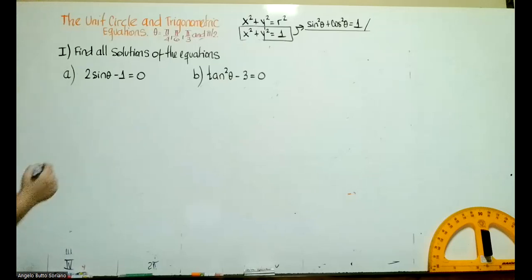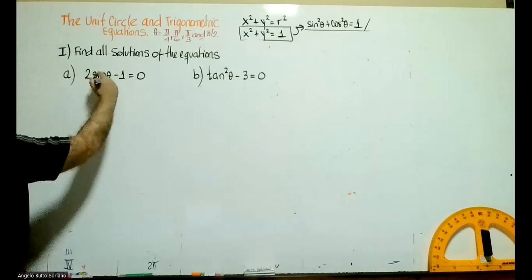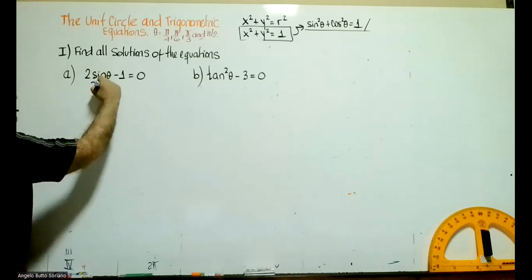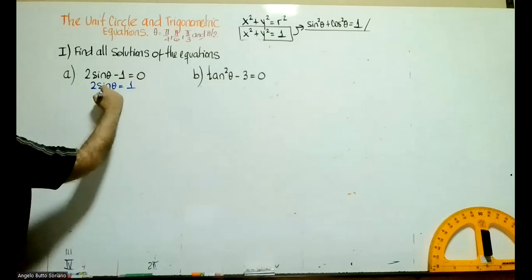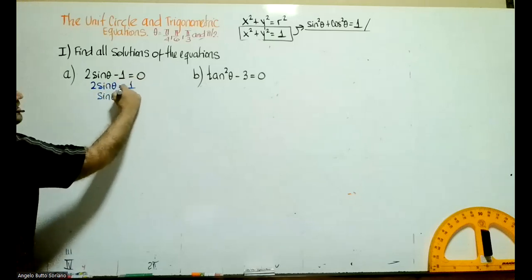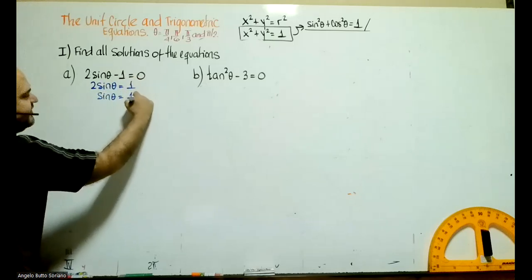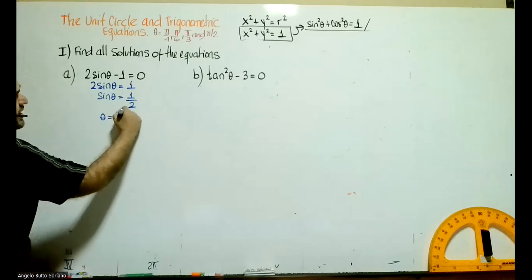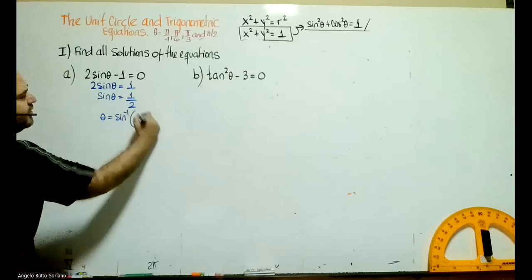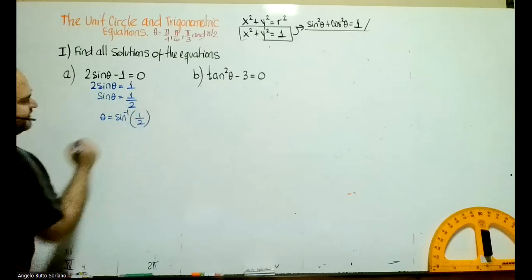In this case, we have 2 sine theta minus 1 equals 0. So 2 sine theta will be 1, sine theta will be equal to 1/2, and theta will be equal to the arc sine of positive 1/2.